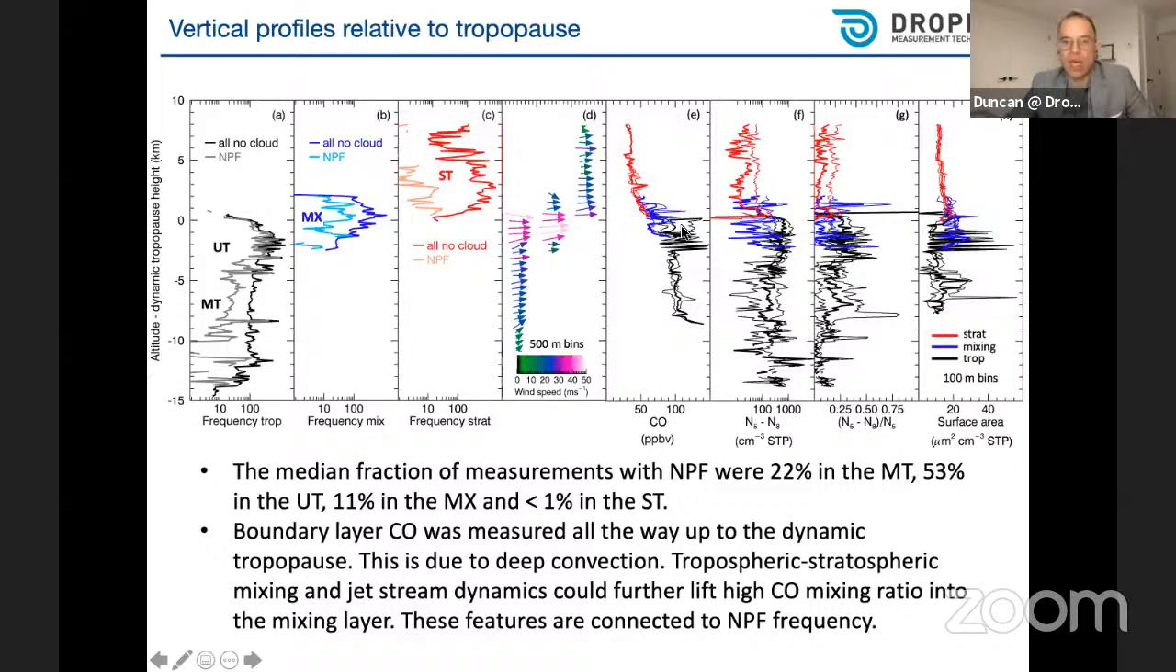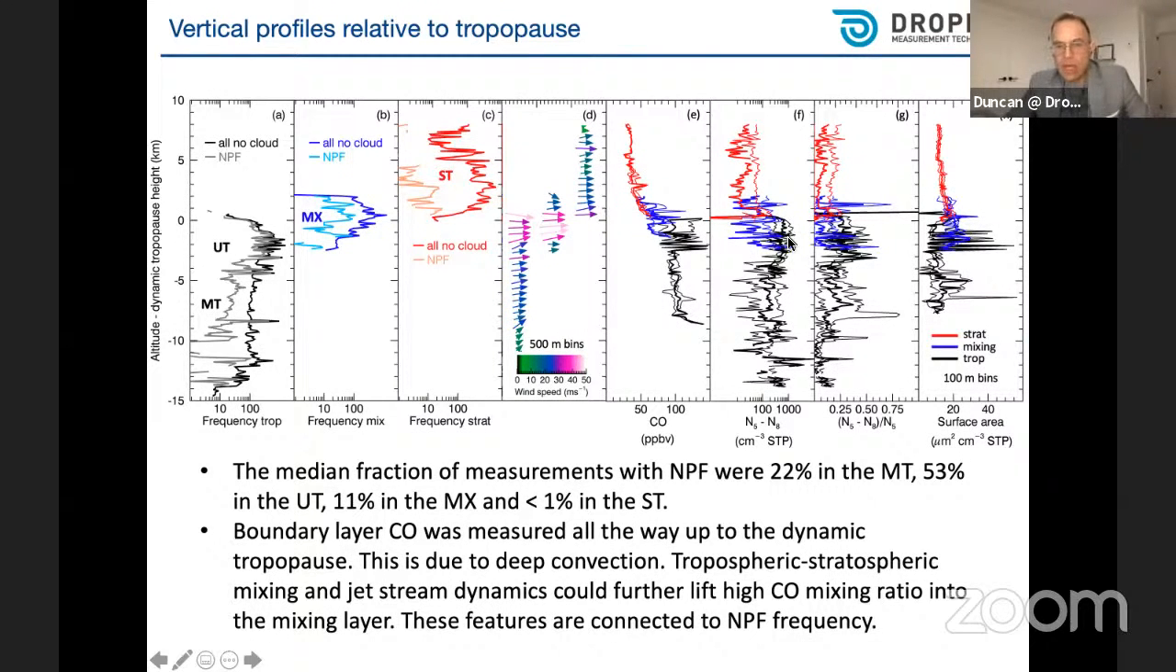It's not shown here, but whenever CO was high in the upper troposphere and the mixing layer, the aircraft distance from cloud was small. So we think that the CO was high near cloud.